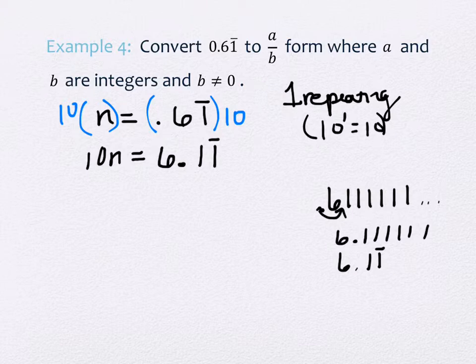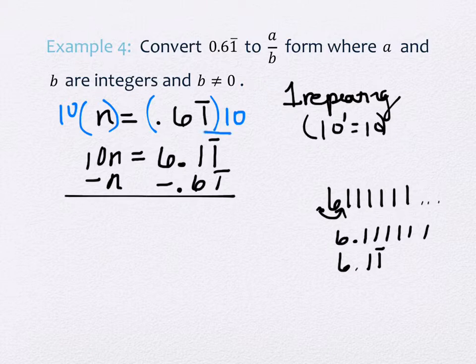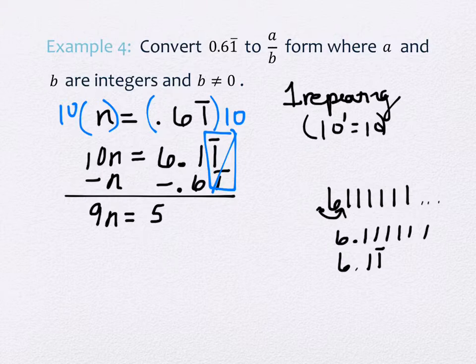All right, so once I get this actually written down, I'm going to subtract n on the left and subtract what n equals on the right. And n in this problem equals 61 with the 1 repeating. And now you'll notice exactly why I wanted the repeating parts to line up. When I subtract, they go away. So on the left, I end up with 9n. On the right, I end up with 5.5.